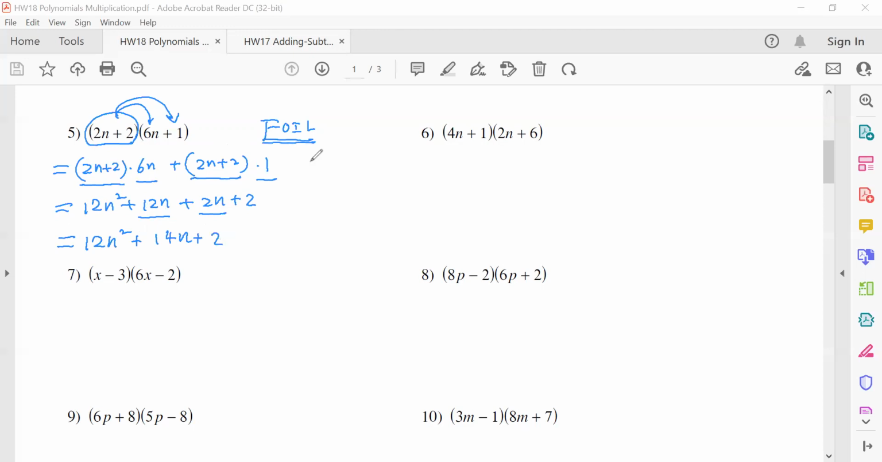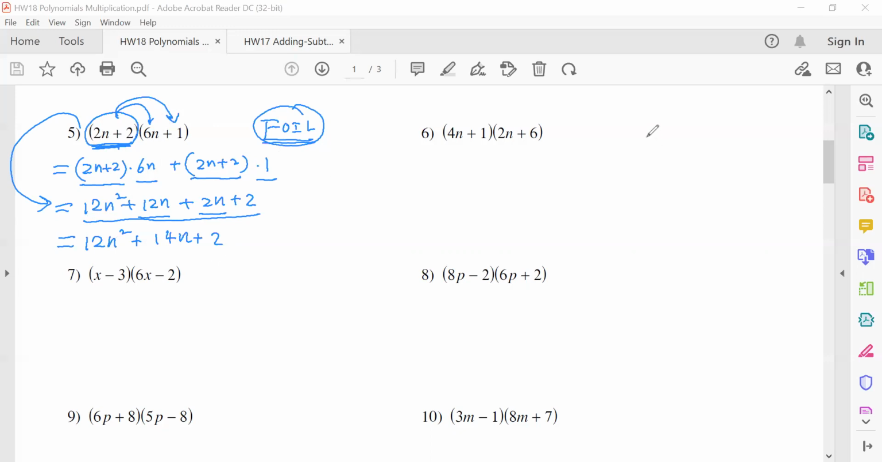If you use the FOIL method: first term times first term, first times second term, second first term, and second term. You can also do it this way. Actually, the second FOIL method has one less step. First, you consider this as a term distributed inside, and then your second step distributes inside, and you get this part.